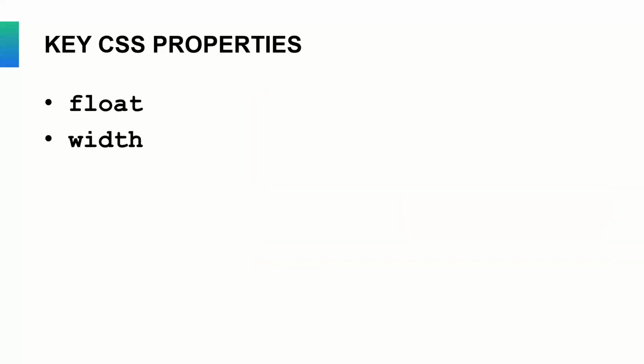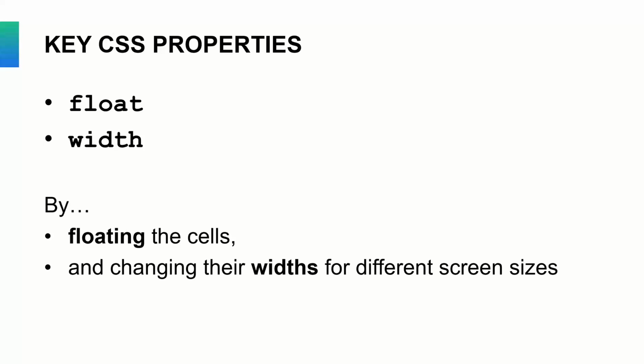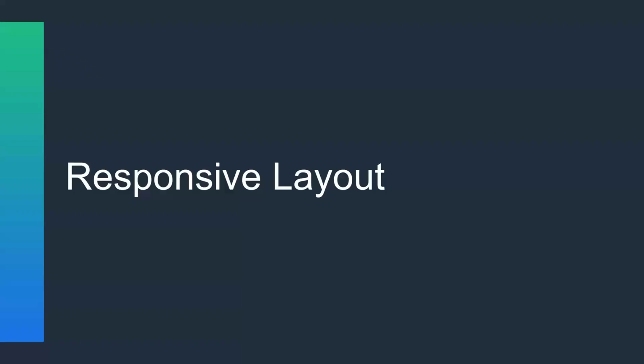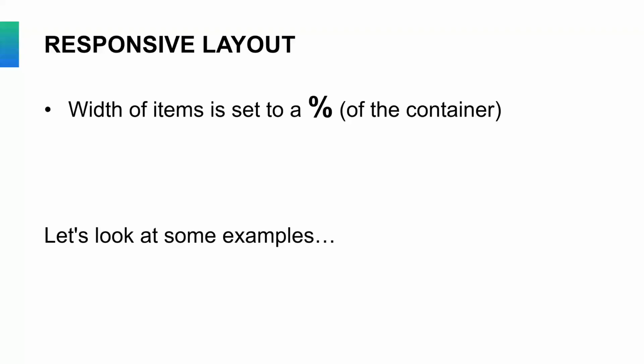Now, the way we do this is through CSS, and it's actually very simple. It's through 2 key properties, the float property and the width property. What we do is we float the divs and we change their widths for different screen sizes. This may seem all very complicated, but it's not. By doing this, we can change the arrangements of cells. Let me show you how it works for a responsive layout first.